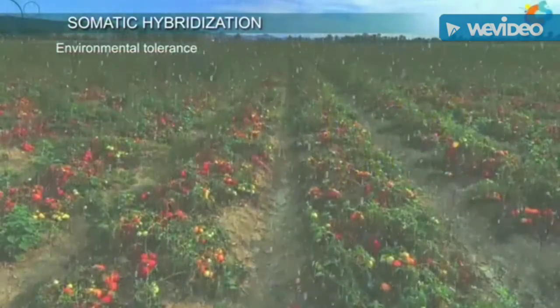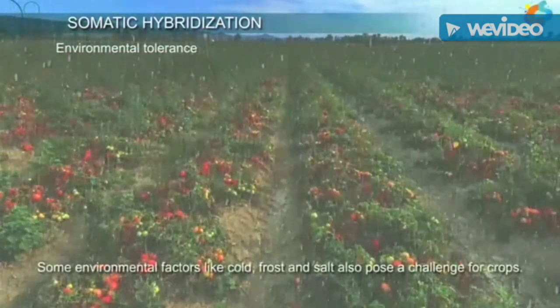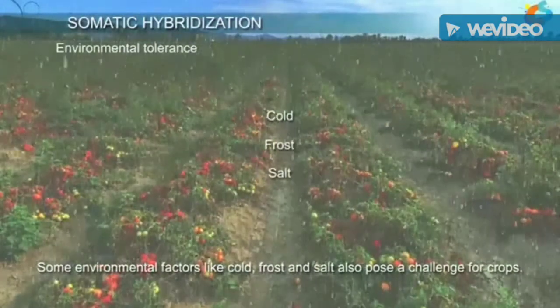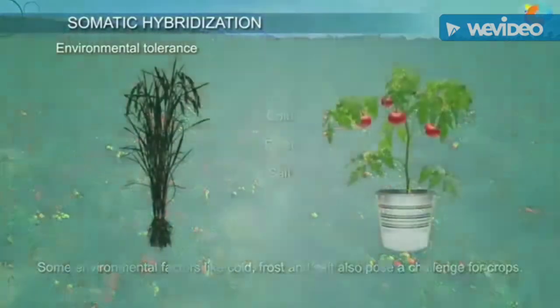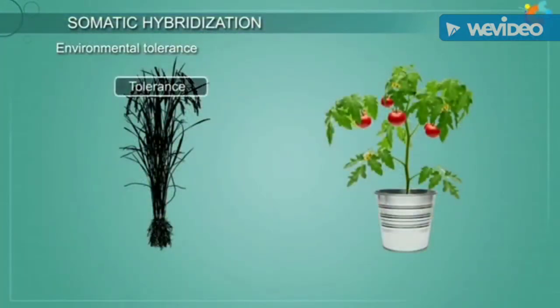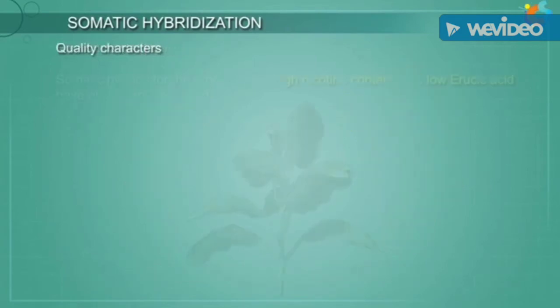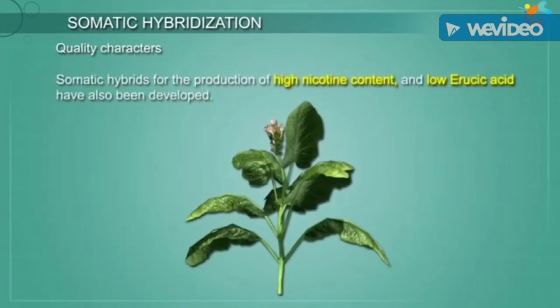Environmental tolerance. Some environmental factors like cold, frost, and salt also pose a challenge for crops. The genes responsible for tolerance of such factors have been successfully introduced through somatic hybridization. For example, introduction of a cold tolerance gene in tomato. Quality characters. Somatic hybrids for the production of high nicotine content and low uric acid have also been developed.